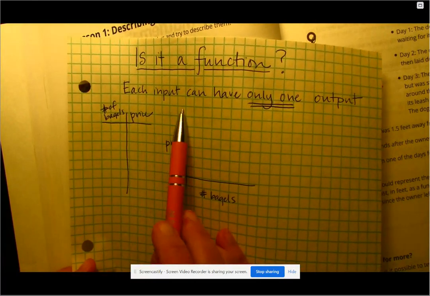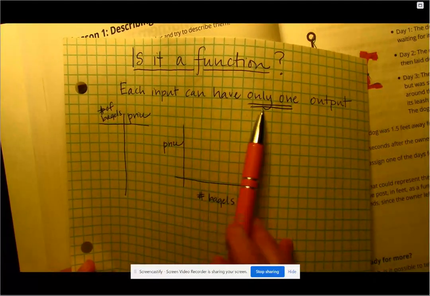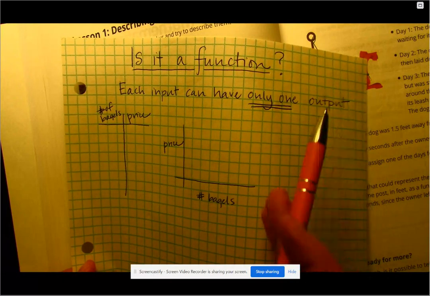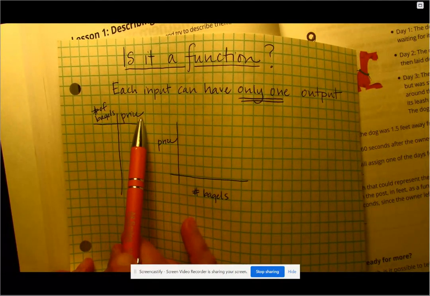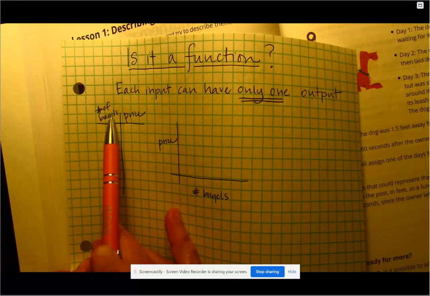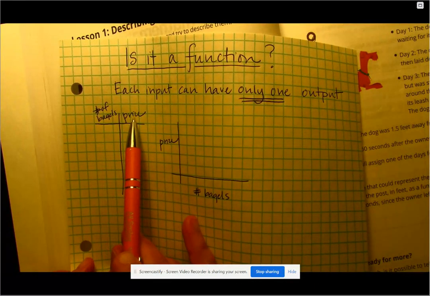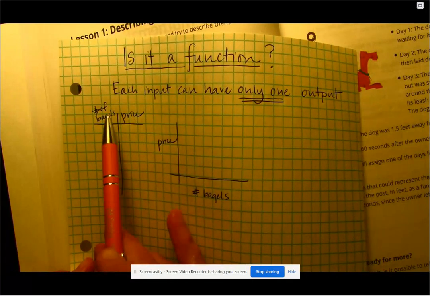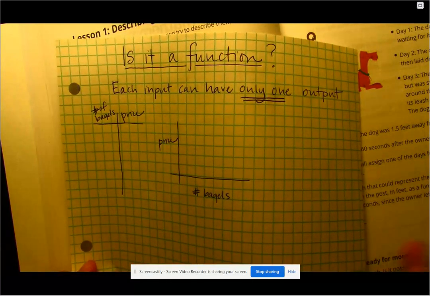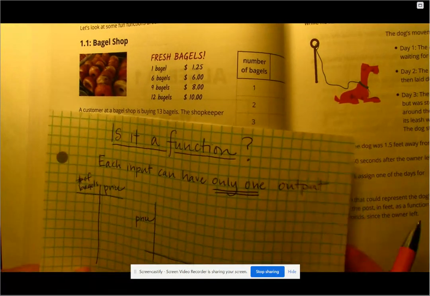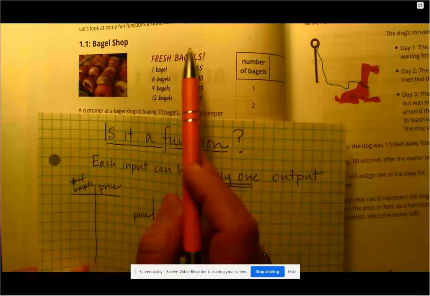Each input can only have one output. So when you're talking about something being a function, you have a relationship of two variables. And we call one the input, one the output. And in order for it to be identified as a function, every input can only have one output. And they illustrate this bagel problem by saying, okay, here's some prices of the bagels at this store.